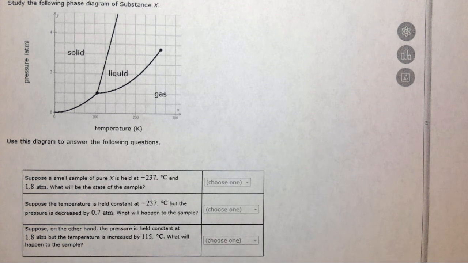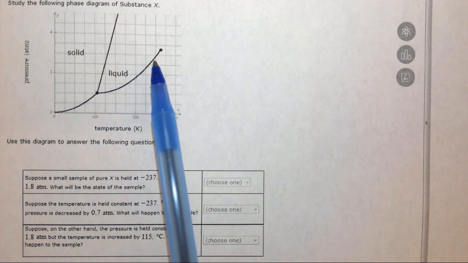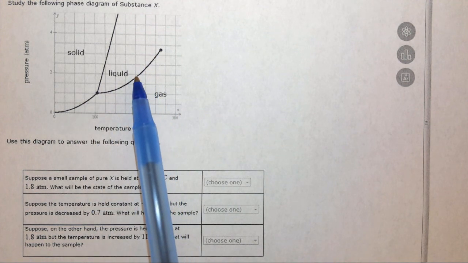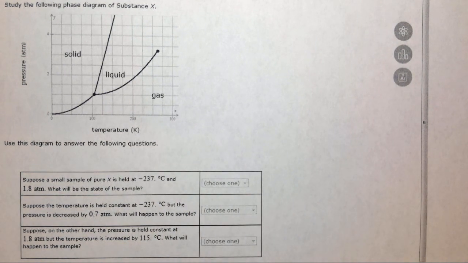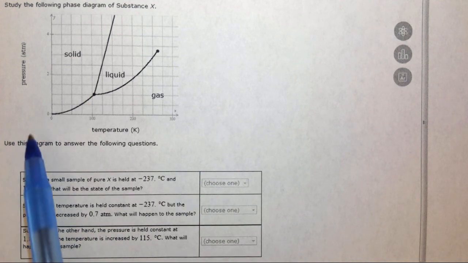In this question, we're given a phase diagram and some information about the phase diagram, and then we're asked to interpret some different properties of what phase the substance will exist in, and we'll do that in a second. But first, I want to discuss the phase diagram briefly.